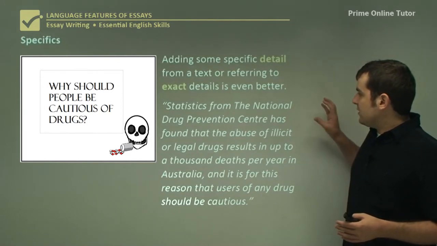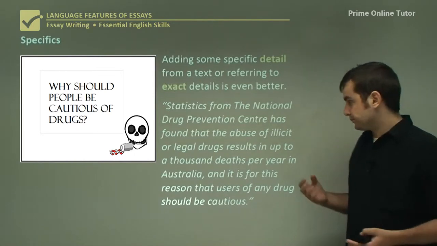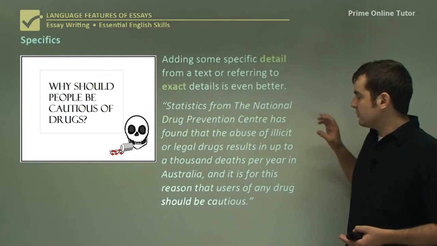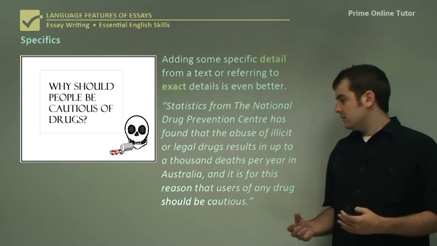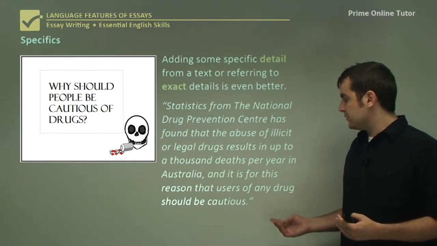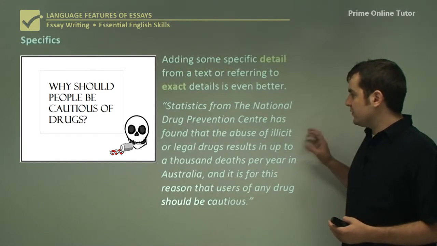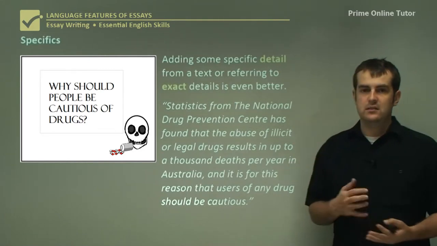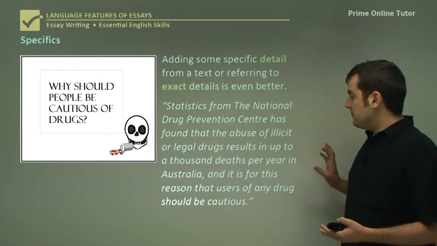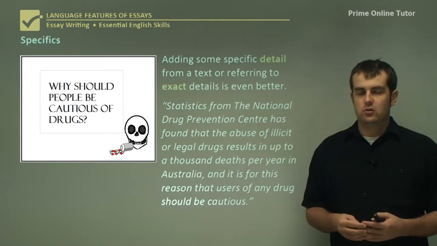And basically, it's from the National Drug and Prevention Centre, so it's from a credible source. And it's reporting their findings as basically proof that what I'm saying, that this reason drug users should be cautious, is true because of the fact that they found that the abuse of illicit and illegal drugs results in 1,000 deaths a year. And then, as I said, linking that straight back to your argument.